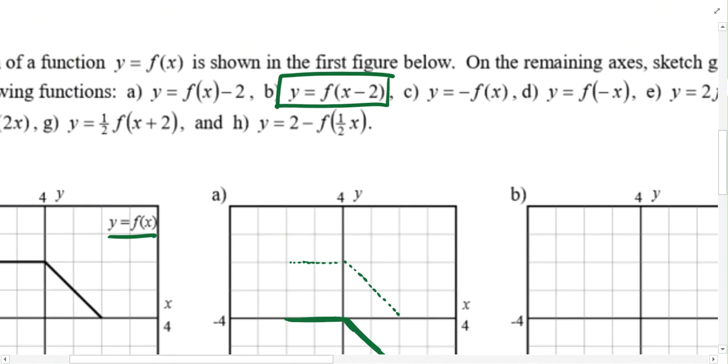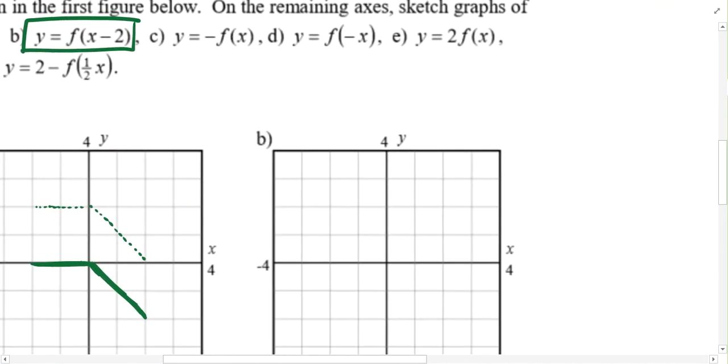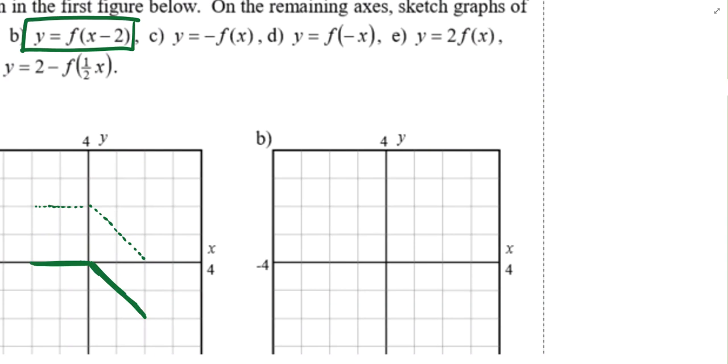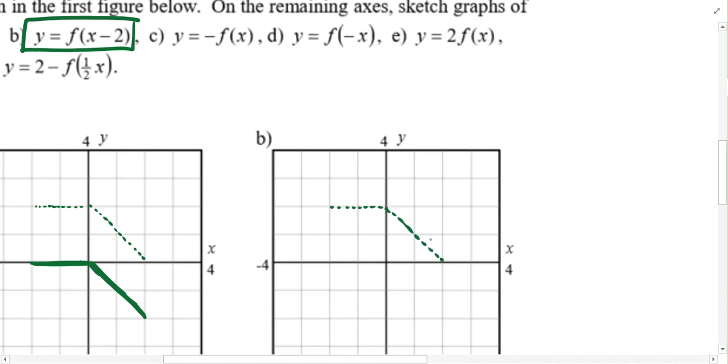When we subtract 2, a lot of you might think, well, subtracting 2, that means it's going to shift to the left 2. But in actuality, that's not what happens. This function will actually be shifted to the right 2. So I have my dotted line that represents where my original function was, and I need to make sure that I sketch this 2 units to the right.